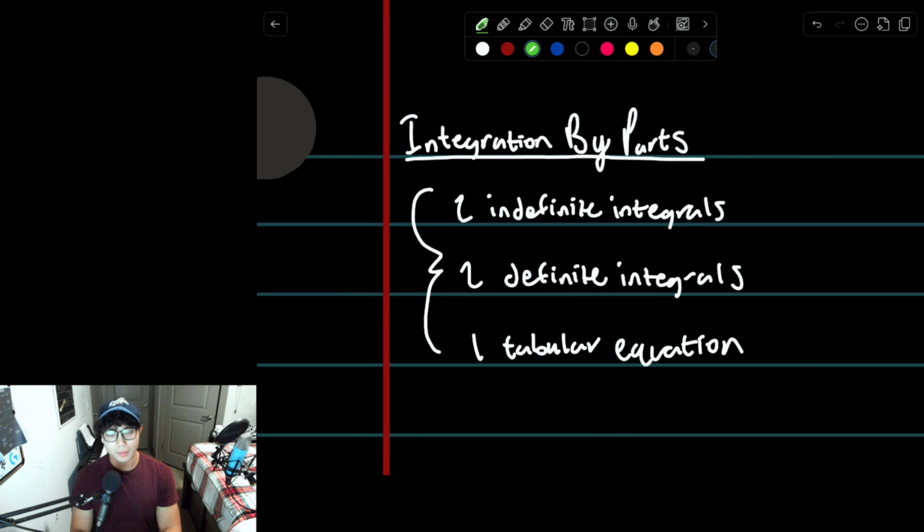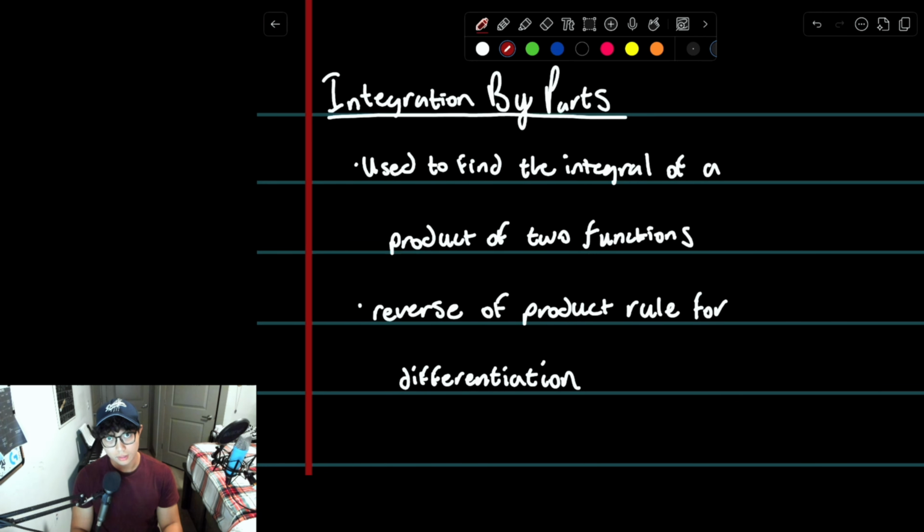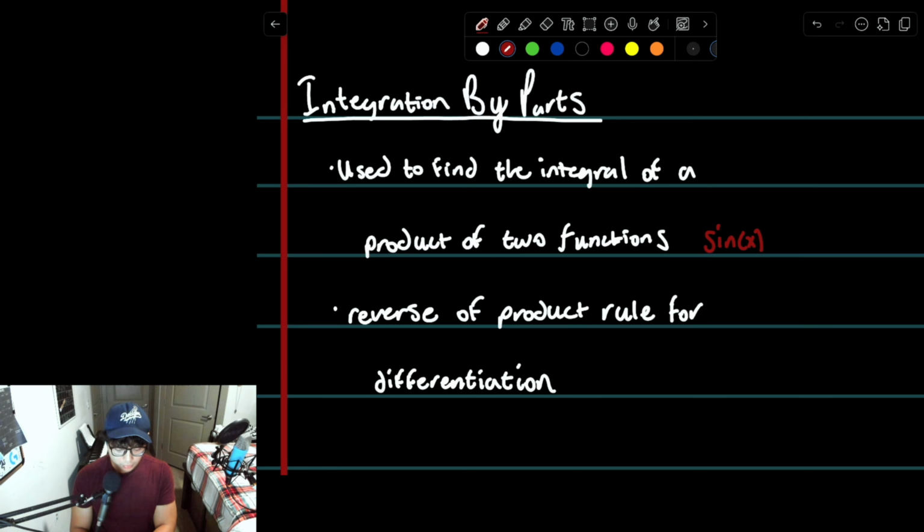And we are done. For this video on integration by parts, we will be covering two indefinite integrals, two definite integrals, as well as a tabular equation example and its use case as well. So when do we use integration by parts? Well, we use it to find the integral of a product of two functions, for example, sine of x times the square root of x.